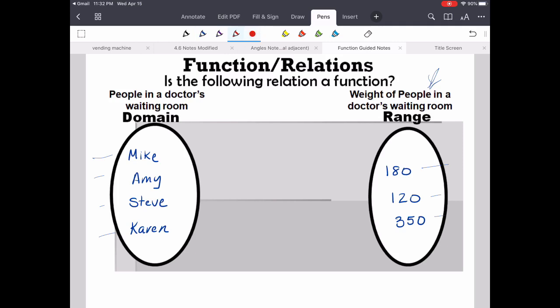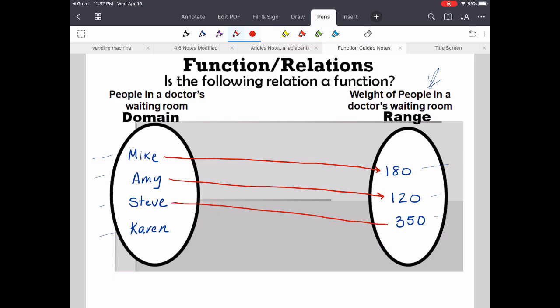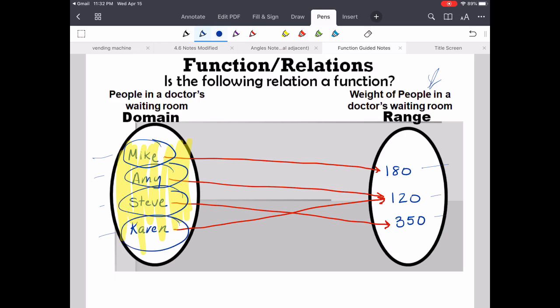So let's say Mike is 180 pounds, and I'm just making this up. These are all made up people. Amy is 120 pounds. Steve is 350 pounds. And Karen is also 120 pounds. So that is okay. Now that is a function. If you were to just focus on the domain, if you look at the vectors, there's exactly 1 vector coming out of Mike, 1 arrow coming out of Amy, 1 out of Steve, and 1 out of Karen. And that's all that matters.